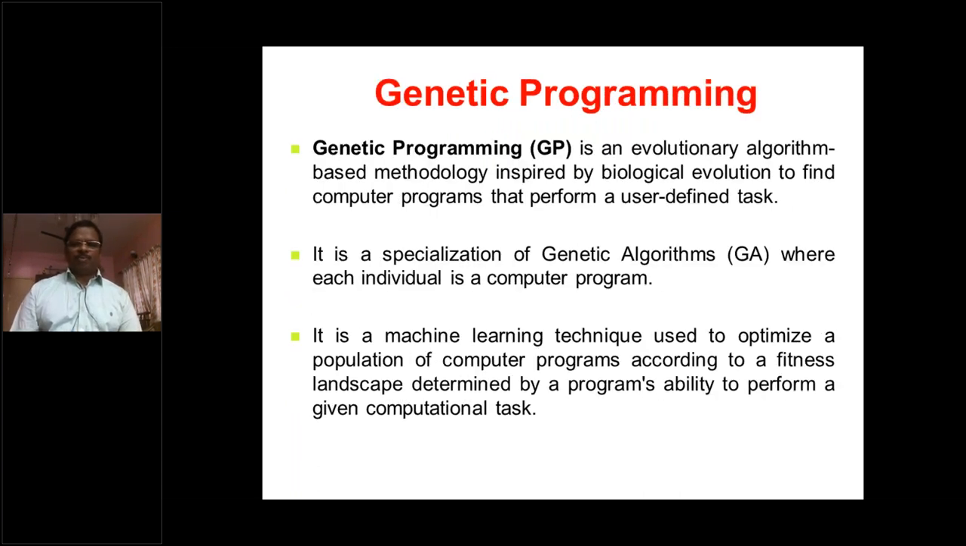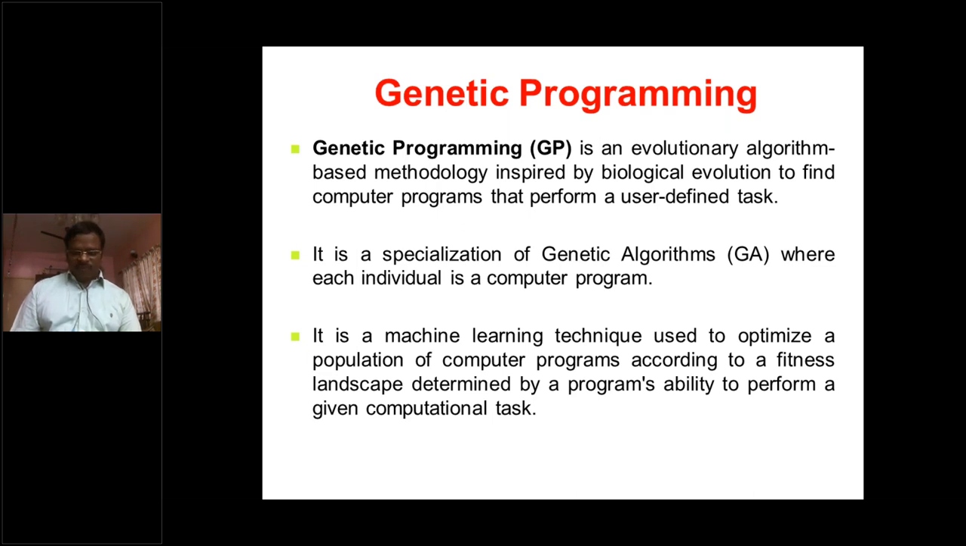Now, what is genetic programming? Genetic programming is an evolutionary algorithm based methodology, adopting biological evolution to find computer programs that perform a user-defined task. For a particular task, genetic algorithms are utilized. Genetic algorithms are one part of machine learning and artificial intelligence. In a genetic algorithm, there are two operations available: one is crossover and another one is mutation. Using this crossover and mutation, the genetic algorithms are carried out.